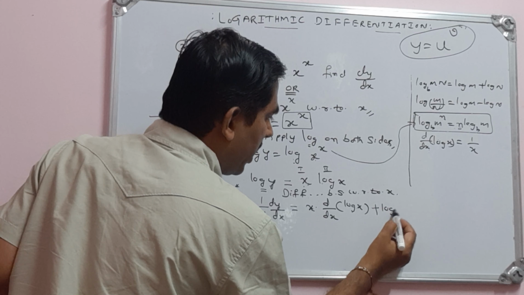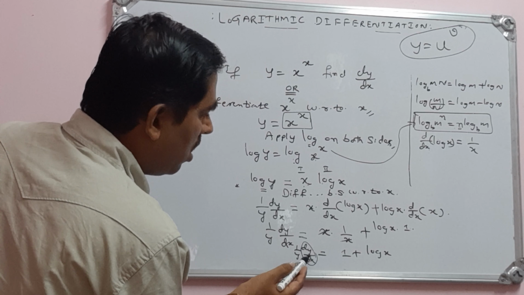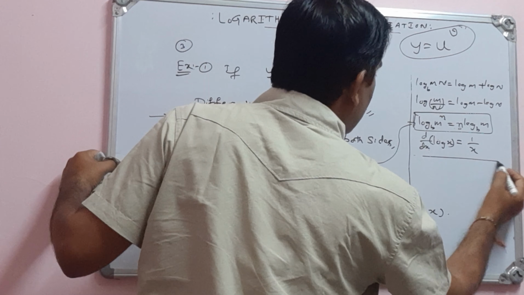There will be two terms, so I will write it here: 1 plus log x. The left hand side will be 1 by y into dy by dx. What we want is to find only dy by dx. So we want only dy by dx.